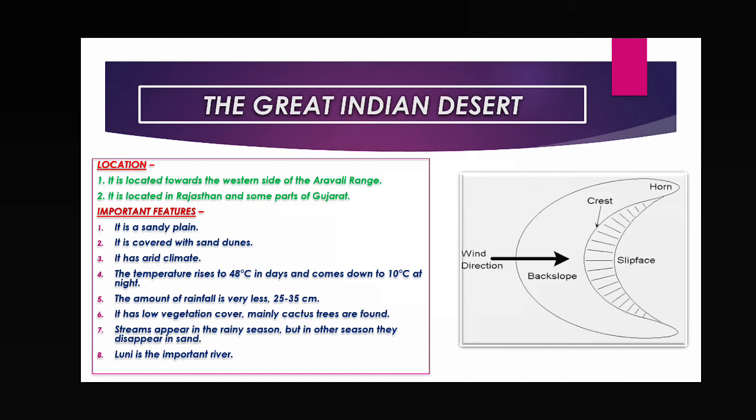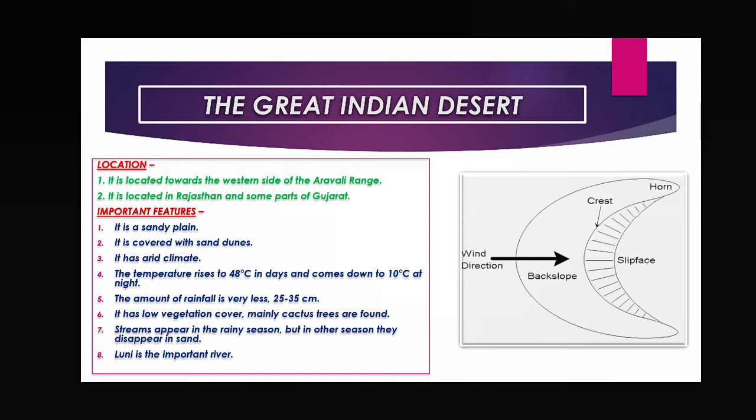Why is it so? Due to the presence of sand particles. Sand is that type of particle which can absorb heat rapidly, and also it can release heat rapidly. So the absorption rate is more, and the release rate is more. That's why the daytime temperature goes up to 48 degrees, and due to the high release rate, that temperature comes down to 10 degrees Celsius at night.